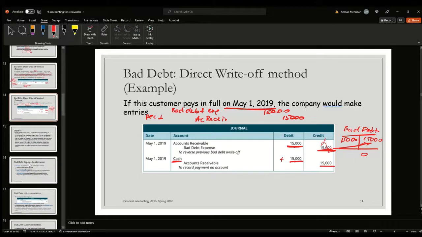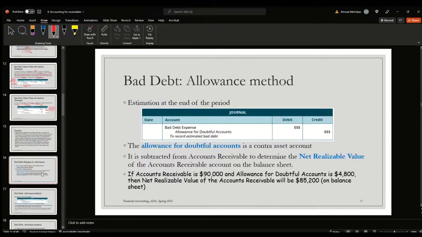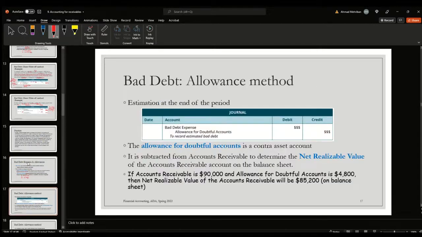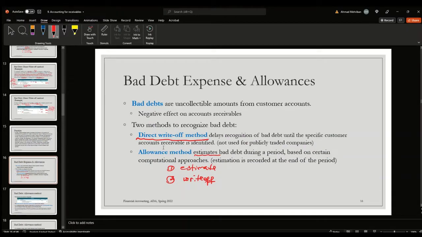Okay, so now that I've explained the direct write-off, I hope you understand what the direct write-off method looks like. Let's review how the allowance method looks. In the allowance method, there are 2 steps. First, the estimate, and the second step is to write off. As you can see, in the direct write-off there was no estimation. We just write it off immediately.